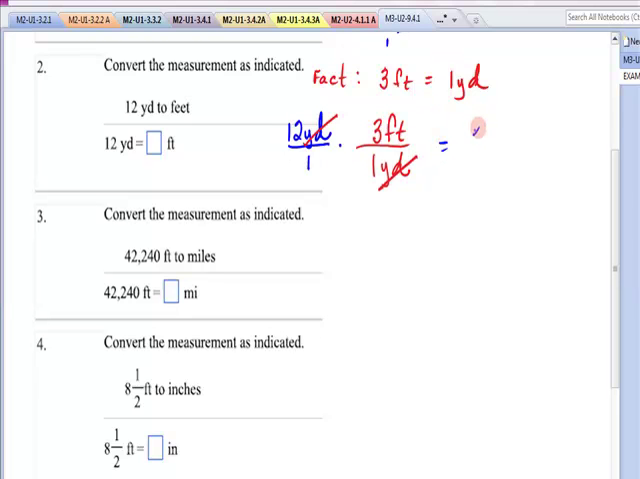Multiply what I have left. I have 36. The only unit left is feet. That's what I wanted. I'm done. Let's look at the next one.